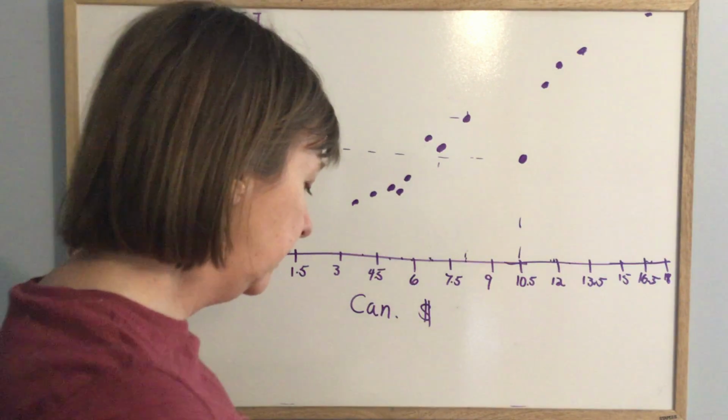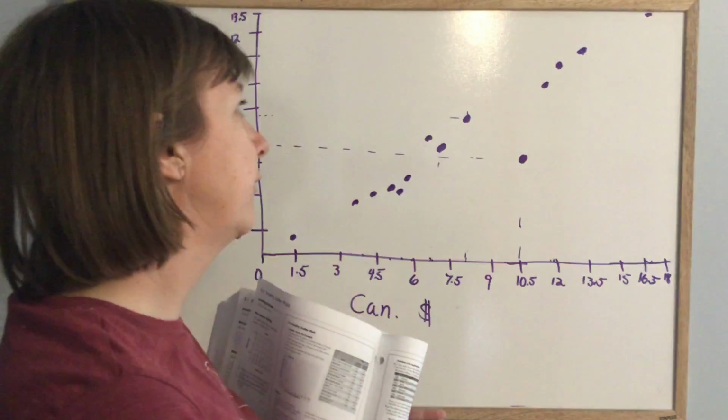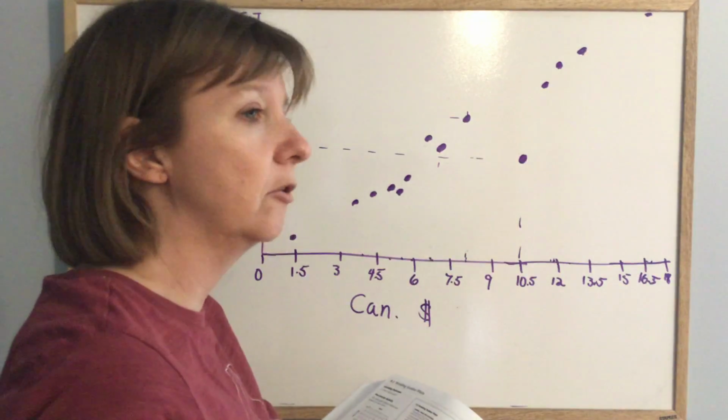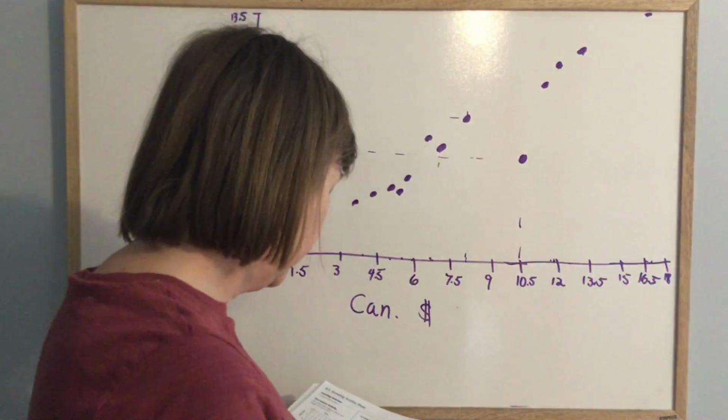Do you find it easier to look for a relationship on a scatter plot or on a table? Well, I find it easier on a scatter plot because I can see the dots, I can see the pattern much more clearly. And that's their point, by the way.